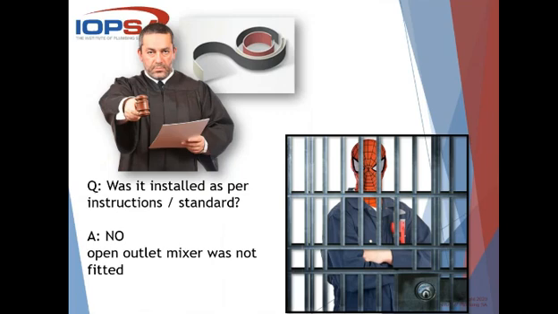So this judge will ask you, was it installed as per the instructions or the standards? What do you answer? No, because it's an open outlet geyser and you didn't fit the correct open outlet mixer. So immediately you're guilty. You won't get away. Whatever penalties apply, you will be liable for. That's as simple as that, straightforward.